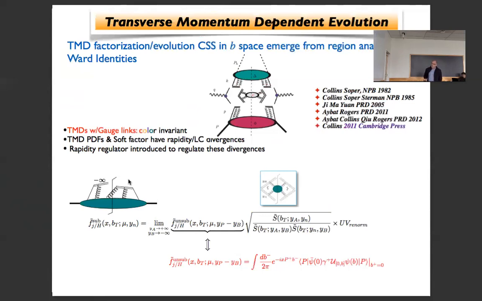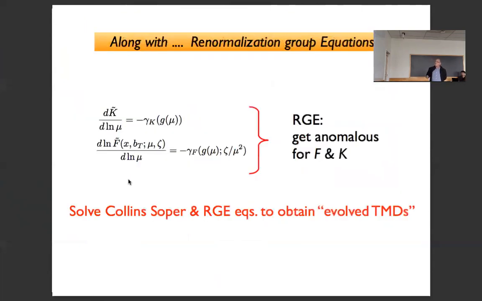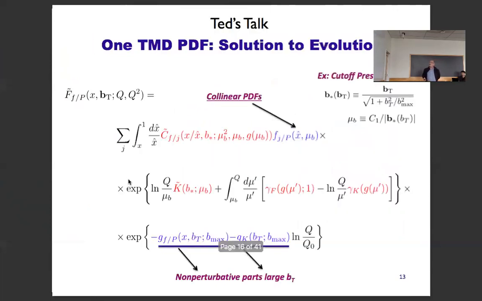So this is our naive definition of the correlator, but this is completely unsubtracted. This quantity satisfies the Collinear equation, which gives rise to essentially a derivative of the soft factor that appears as part of the factorization, where the soft factor is used to separate right and left movers, so it's really necessary for full factorization of the W term. There's also the renormalization group equations. So when you solve these equations, you get the evolved TMDs.